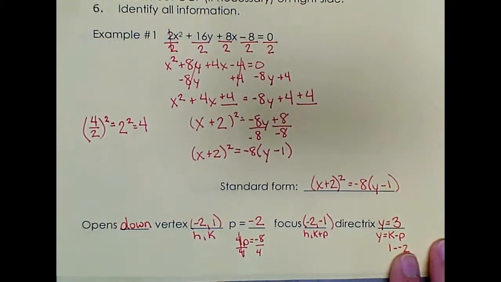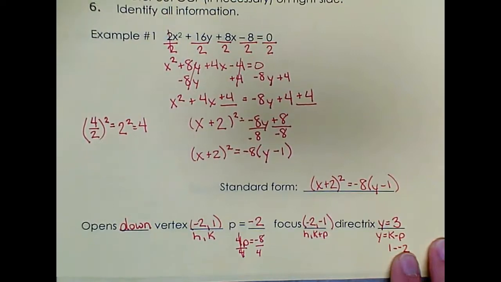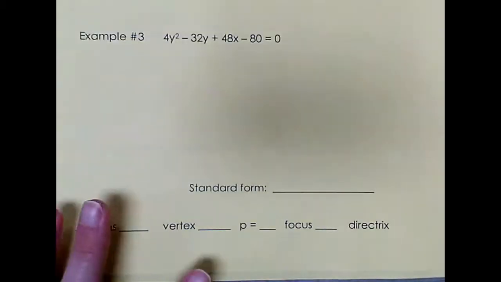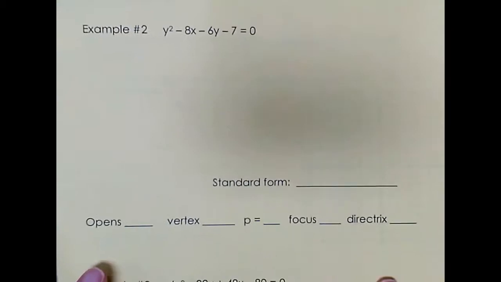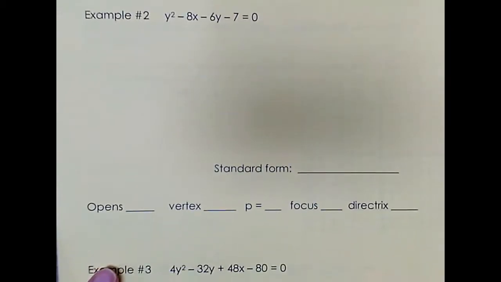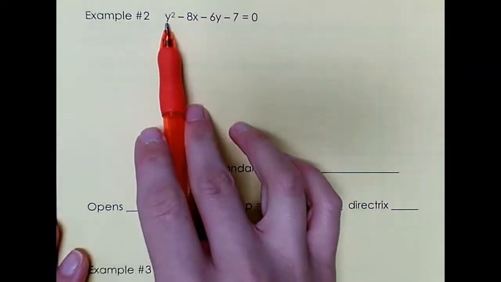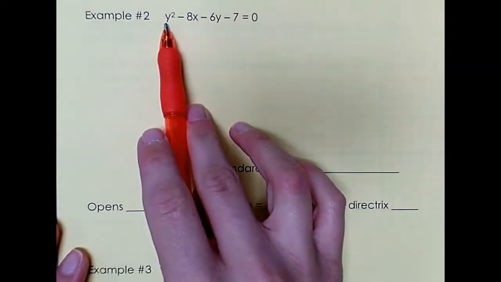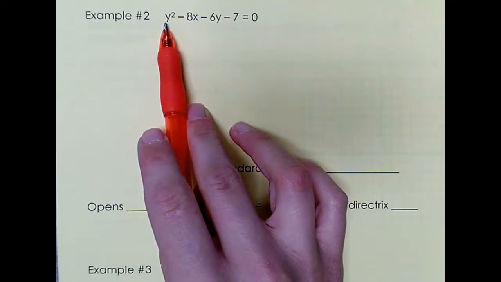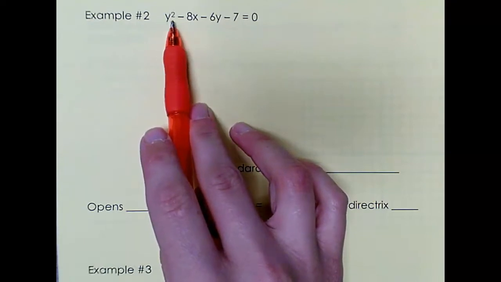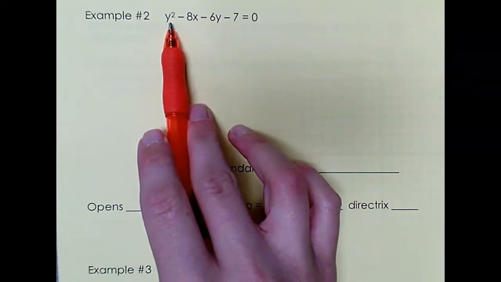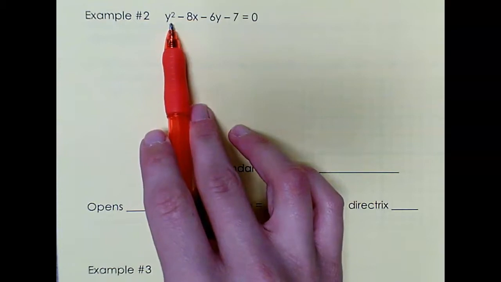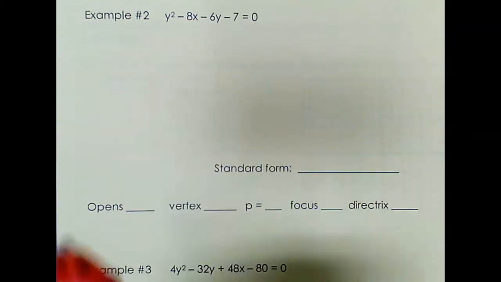So let's move to example 2. Example 2, what's being squared? The y is being squared. So how does this open? Is it horizontal or is it vertical? It's definitely horizontal, but we don't know if it opens to the left or to the right yet. So let's go ahead and go through our steps.